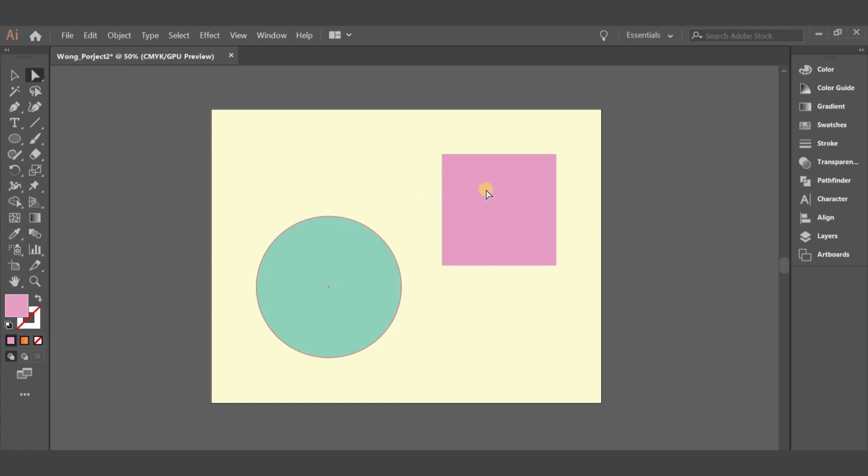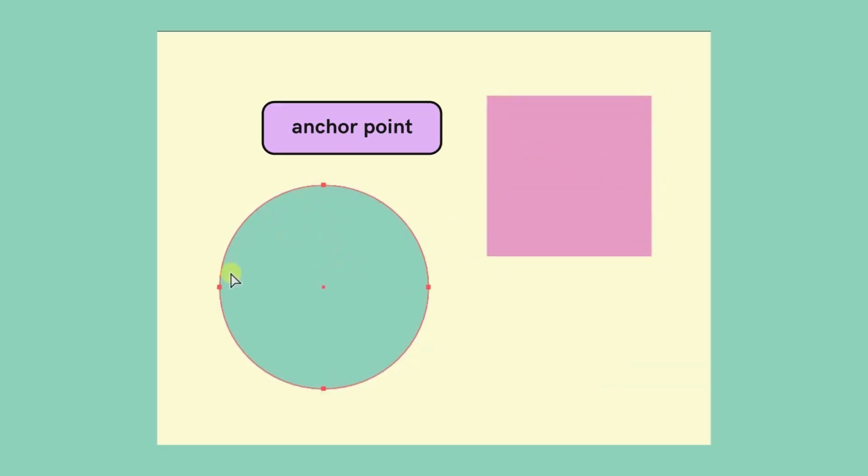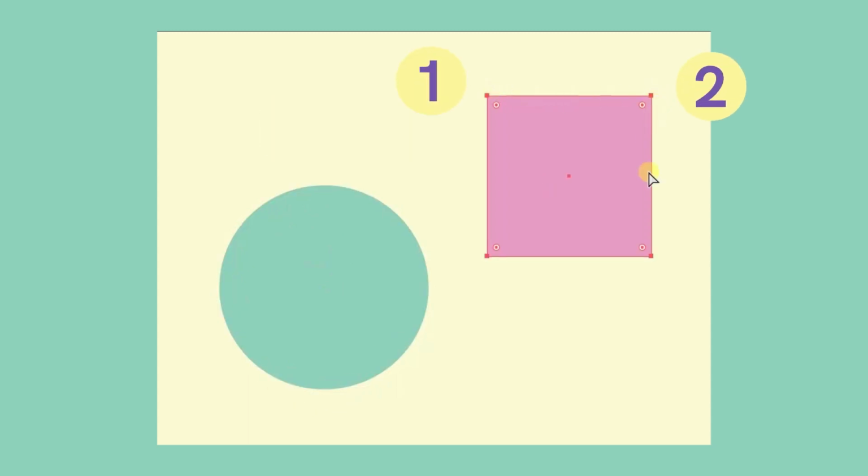With the shape that I just moved around, if I switch to the Direct Selection tool and select it, you will see squares on the corners of the object. These squares are called anchor points. In this particular example, there are 4 anchor points: 1, 2, 3, and 4. These anchor points determine how the object is formed.